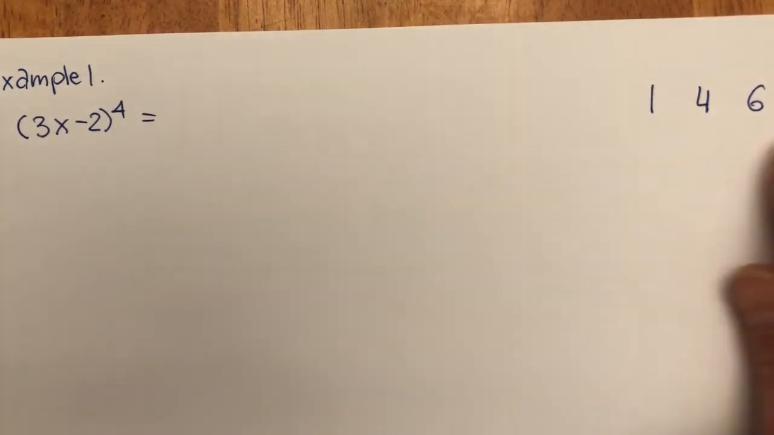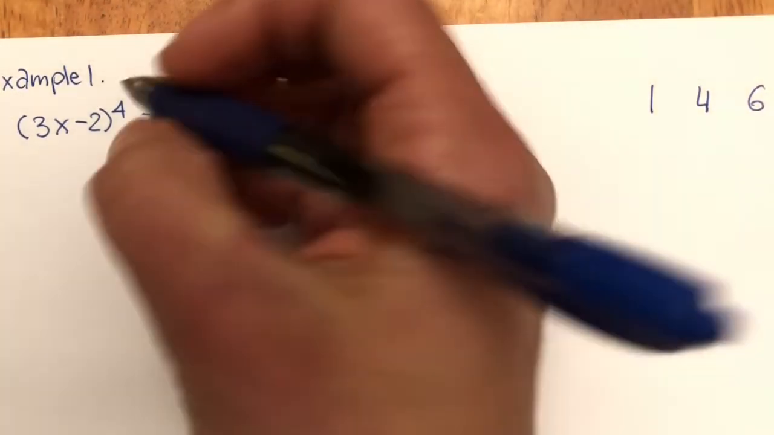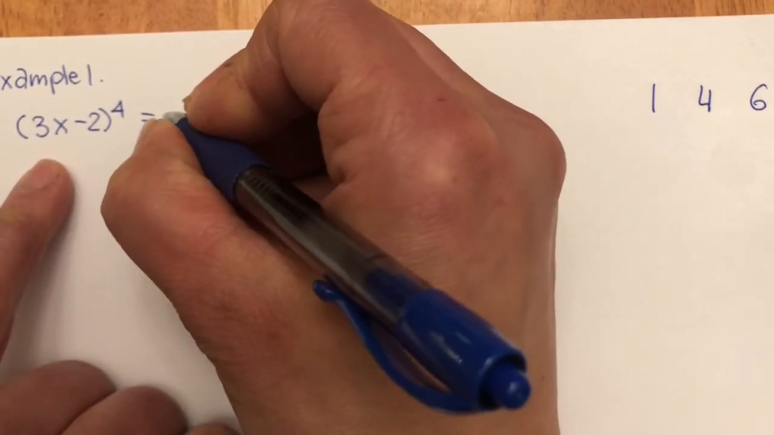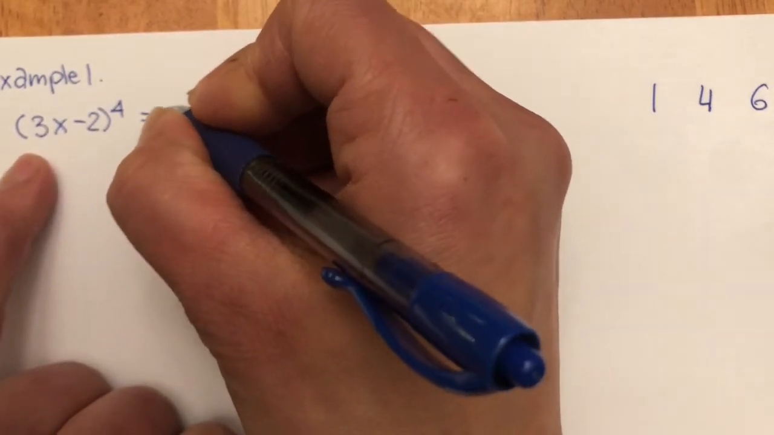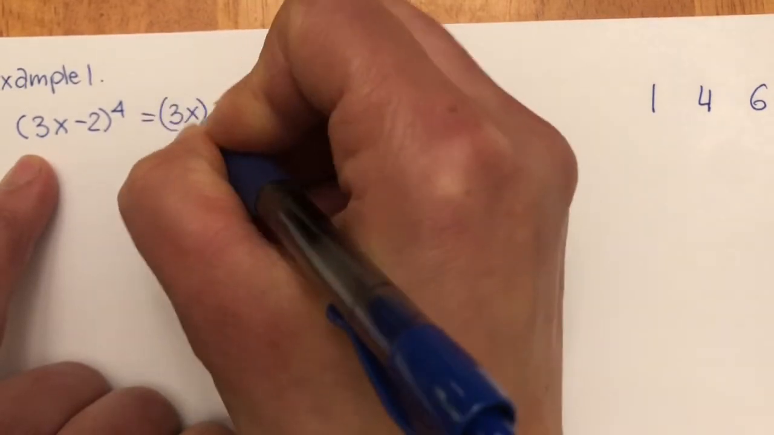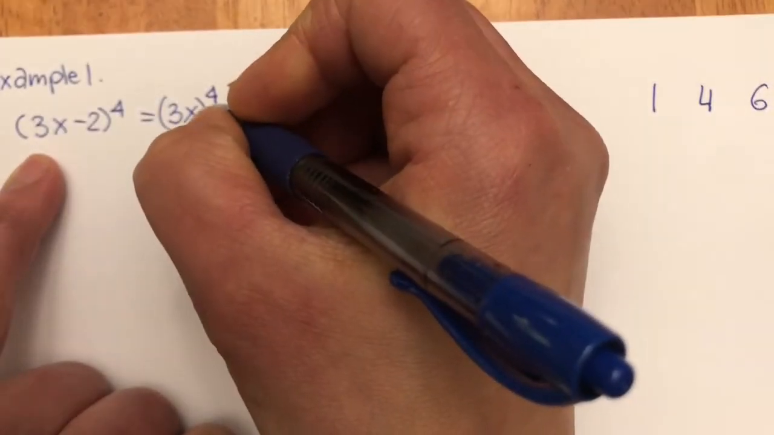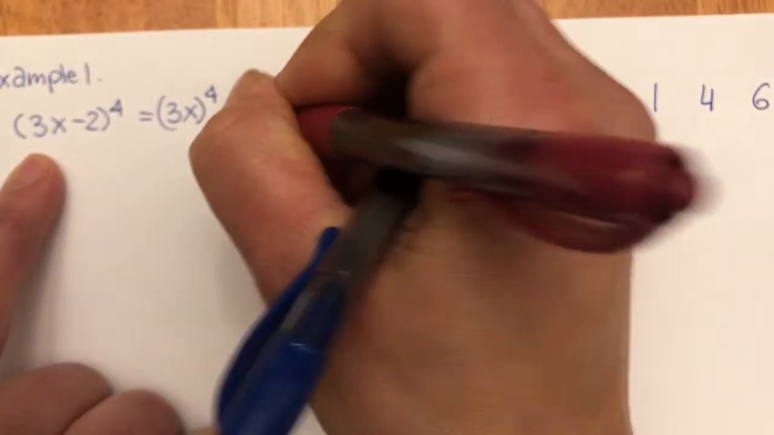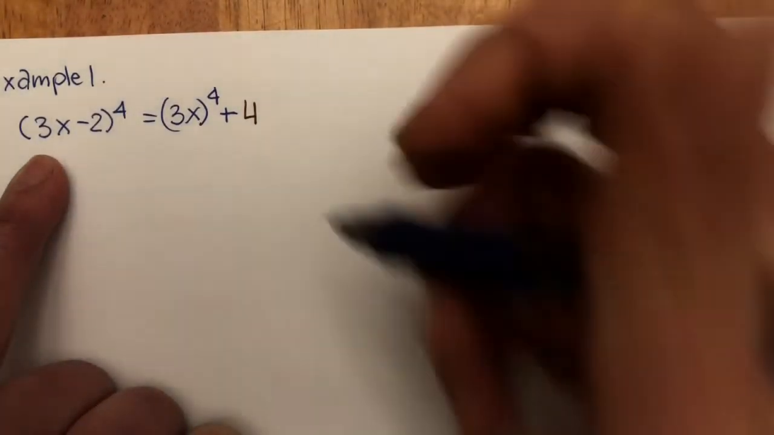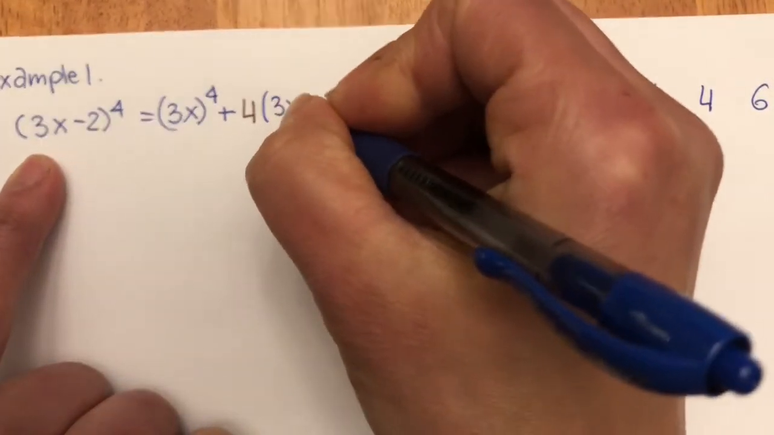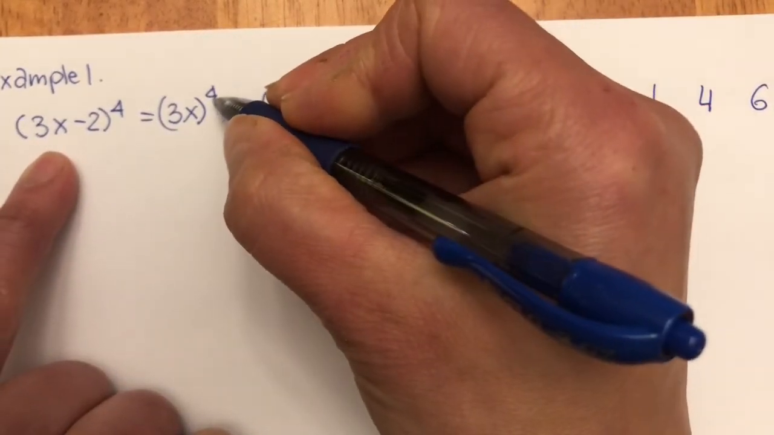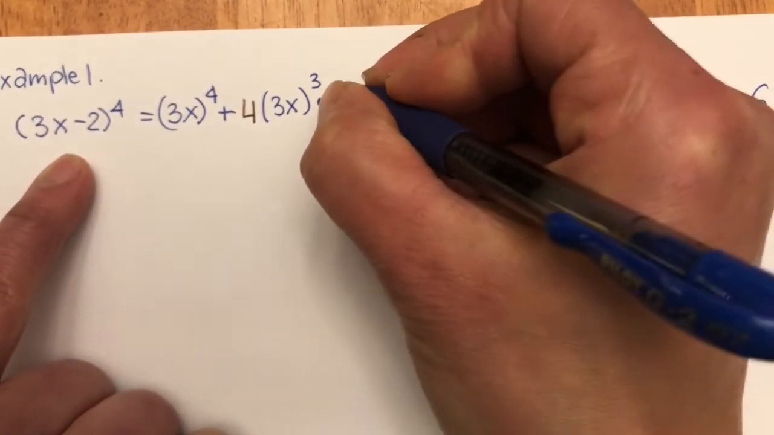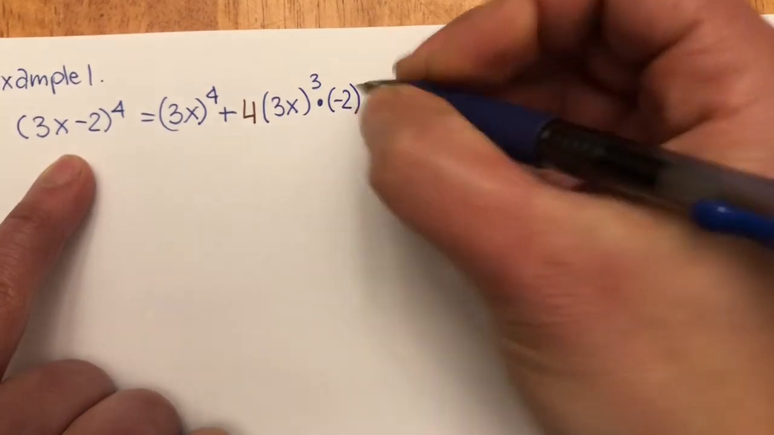Well, trust me, take a look at your Pascal's triangle from your notes and we'll follow that. The first thing that we are going to do is take the first term and raise it to the power of 4. Then we are going to take our coefficient, so this is from our Pascal's triangle. Next, we are going to take 3x, and instead of the power of 4, we go down 1 power, and we multiply it by negative 2.